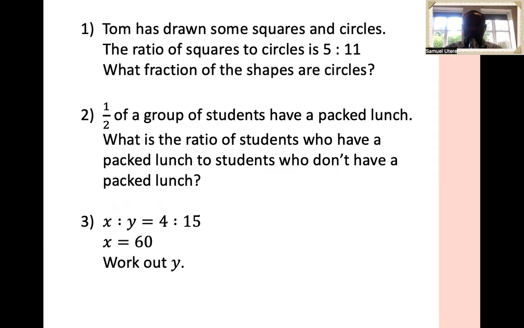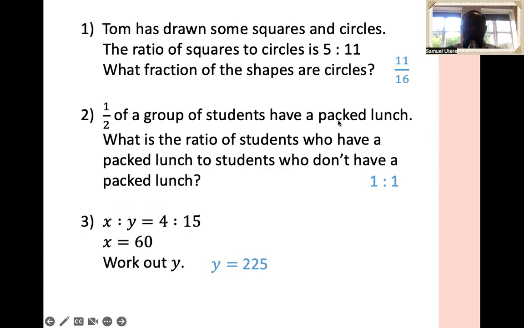Let's discuss them. For question 1, the question was, Tom has drawn some squares and circles. The ratio of squares to circles is 5:11. What fraction of the shapes are circles? Notice that when you answer ratio questions, the order in which the names are given is important, as they correspond to the numbers of the ratios. So circles corresponds to 11, and the total number of parts will be 16. So it is 11/16.